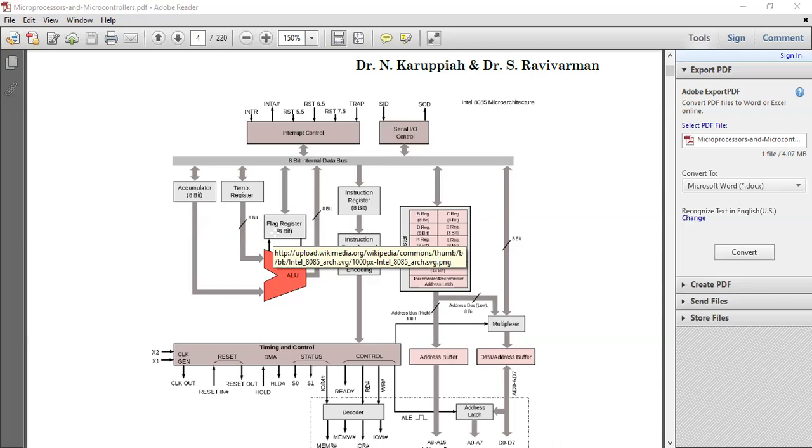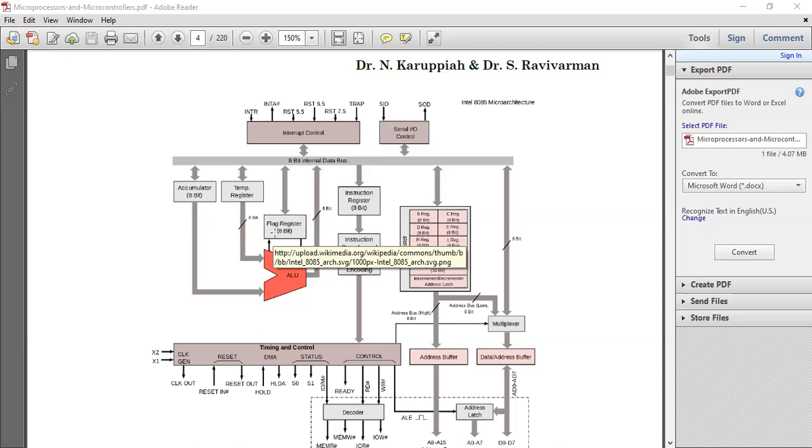Next is the sign flag. After performing subtraction or multiplication or something else, if the result is positive, then the sign flag will be set. If the resultant is negative, then it is reset.